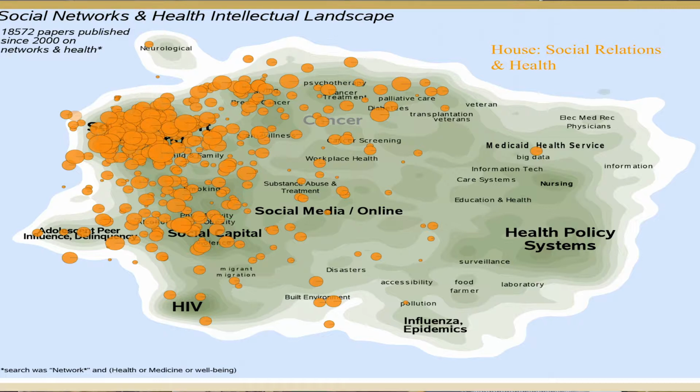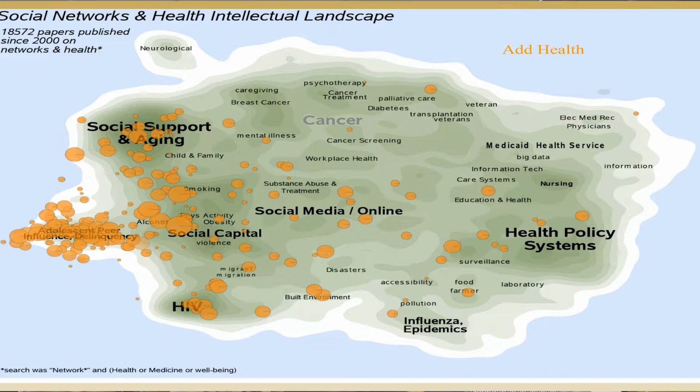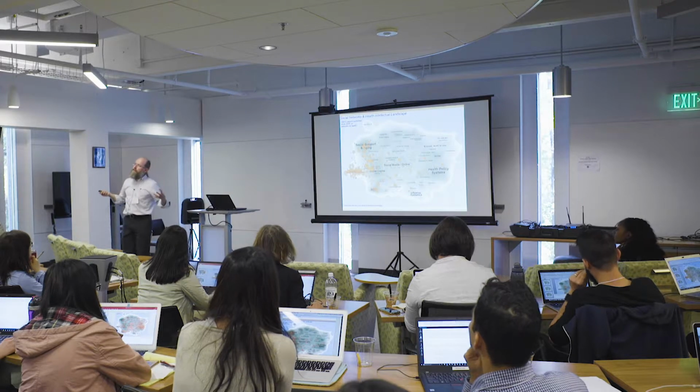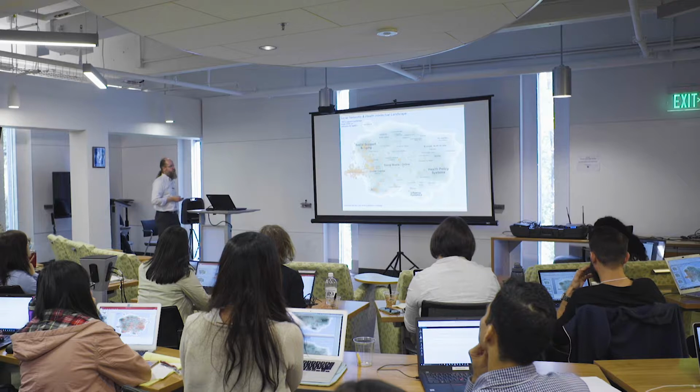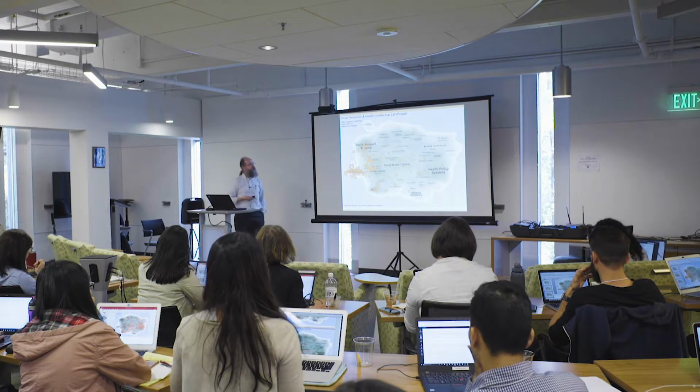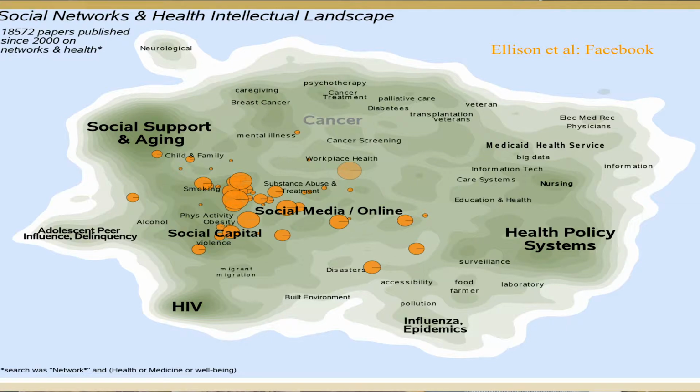House, social support and social relations, is up here. Provan is over here in the health systems, right? Add Health is here, right? So a way of thinking about the ubiquity and the cross-cutting notions in which these topics get used is that this is just my way to try to highlight the extent to which these pieces have been influential. Something like Ellison's work on Facebook, of course, is all around the social media set.